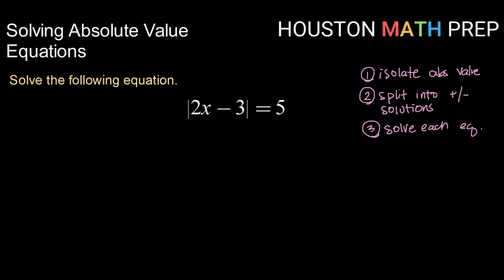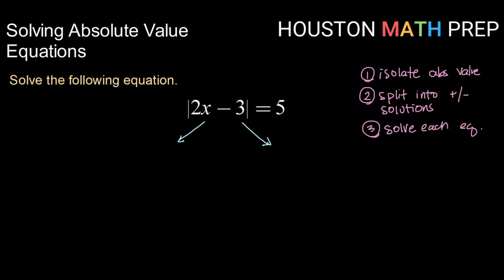So here, in this example of absolute value of 2x minus 3 equals 5, step one has already been completed. Isolating the absolute value means get the absolute value onto one side of the equal sign by itself. That has already been done for us. So the next step is going to be to split into positive and negative versions.